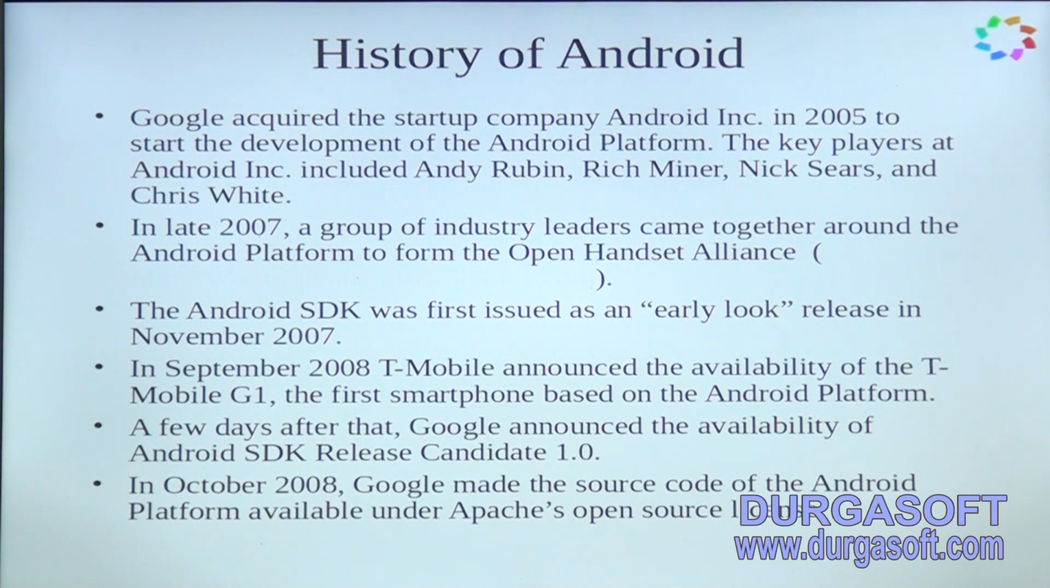The Android SDK was first issued. As you know, Android applications can be developed only with the support of the Android SDK. The very first Android SDK was released in November 2007, called Android SDK release 1.0. After the T-Mobile G1 release, there was much interest attracted towards the Android mobile OS, because except for iOS, you didn't find any other smart devices in those days.